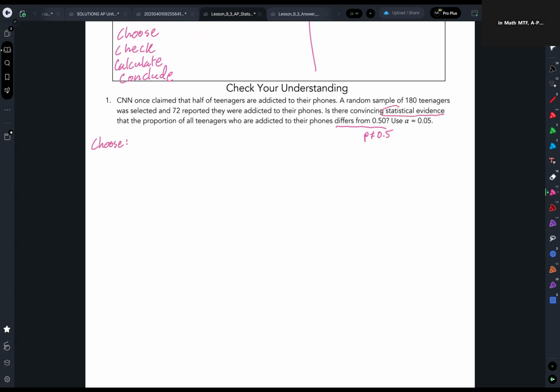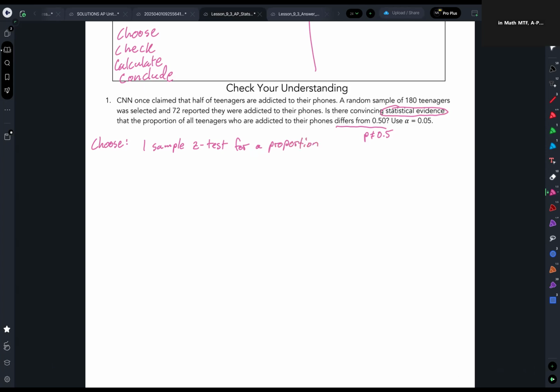When I see, is there statistical evidence, that immediately makes me think, hey, this is going to be a hypothesis test or a significance test. And so this is going to be a one sample Z test for proportions, or for a proportion. You can also call it a one prop Z test. One sample Z test or significance test for a proportion.